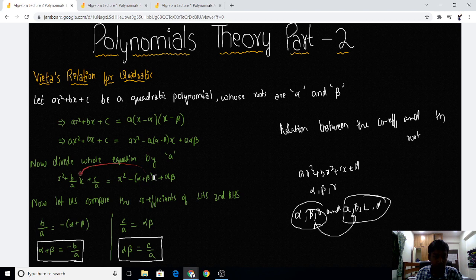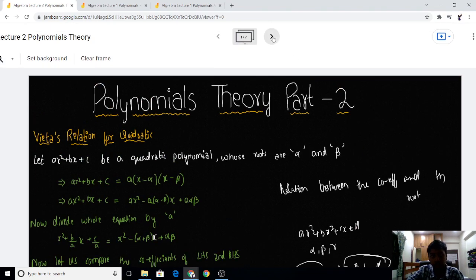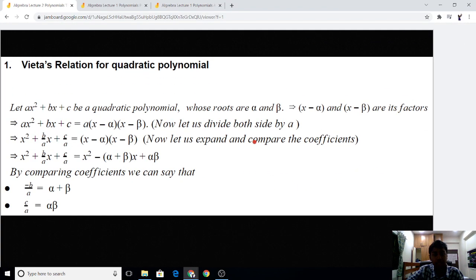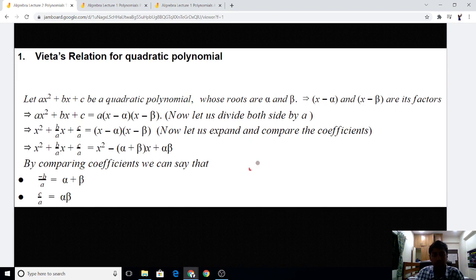So by comparing the coefficient of x, I get alpha plus beta equals minus b by a, just sending the minus sign to the other side. Similarly, I have c by a here and alpha beta here, so I can compare both of them directly. So this is the Vieta relation. This relation of comparing the roots to the coefficients is called Vieta's relation. So we have seen it for a quadratic. I have written the text format here, so if you don't understand the handwriting well, you can look at the text here.